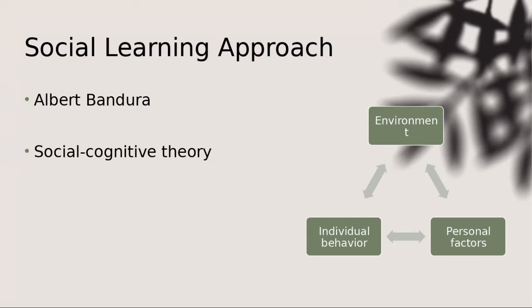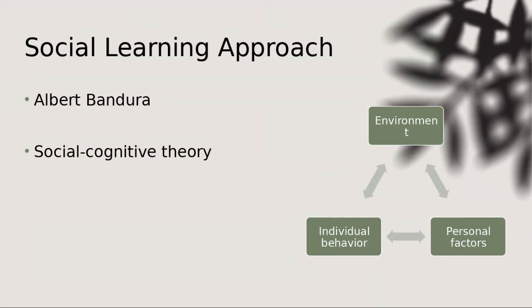Social learning approach, and this was introduced by Albert Bandura. Social learning approach is also called social cognitive theory. And this theory says that there is a reciprocal relationship between the environment, individual behavior, and personal factors. And so personal factors are internal factors, things like your feelings, your beliefs, your perceptions, your expectations. So those are the internal personal factors.